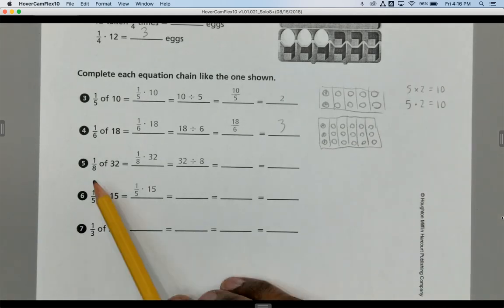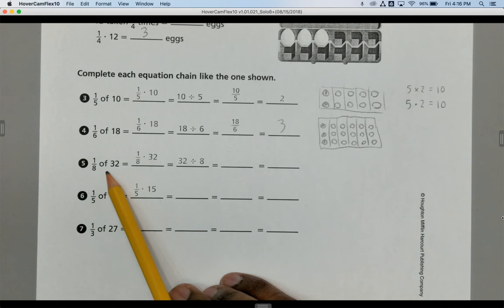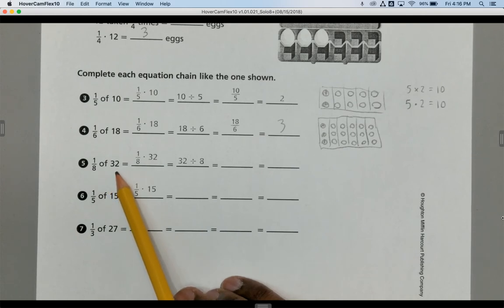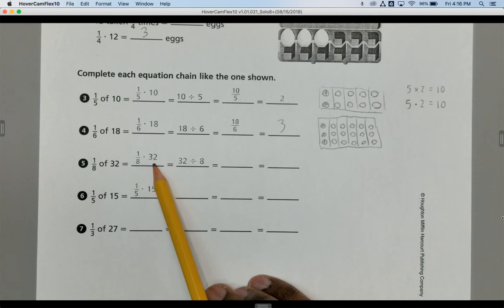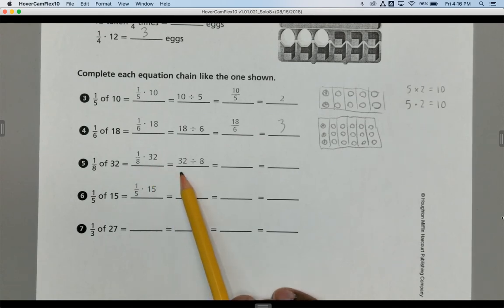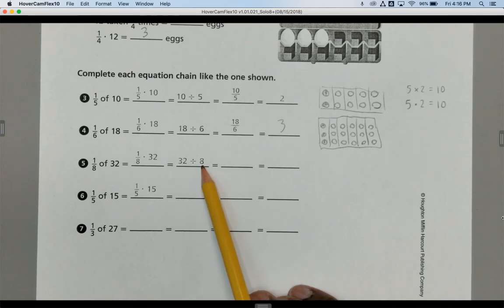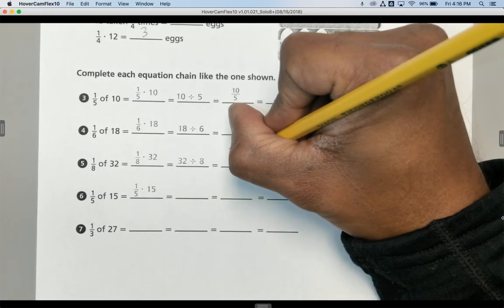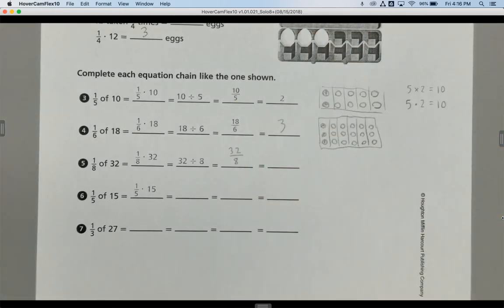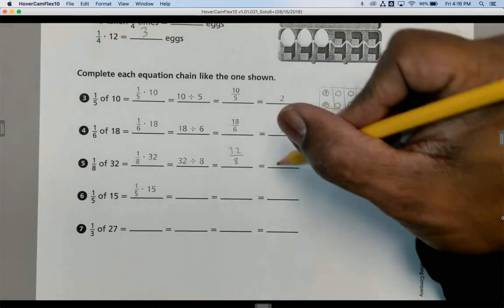Number 5, 1/8 of 32. It could be shown as a multiplication expression, 1/8 multiplied by 32, or 1/8 times 32. It could be shown as a division expression, 32 divided by 8. It could be shown as a fraction, 32 over 8. And finally, it could be shown for what it is, whole number 4.